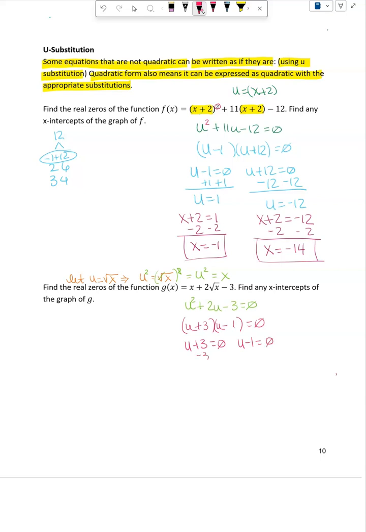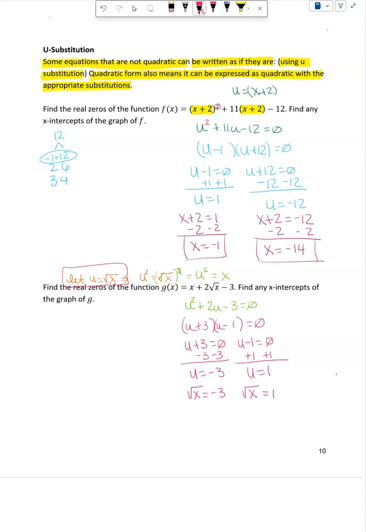Solve it. Oops. I started to cut a step out. Okay. But now, we have to plug in our original let x equal. So instead of it being u, we're going to put in square root of x equals negative 3, and square root of x equals 1.